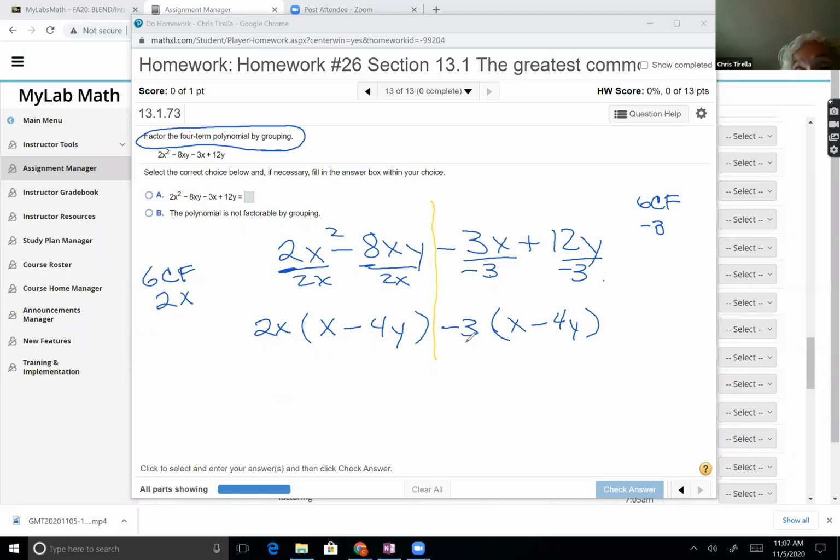Again, checking by multiplication. Negative 3 times x gives me my negative 3x. Negative 3 times negative 4y, negative times negative is going to give me positive 12y. To this point, is everybody okay? Yep. If so, now I'm going to look at the big picture. When I look at the two halves together, does everybody see they have a common factor of x minus 4y?